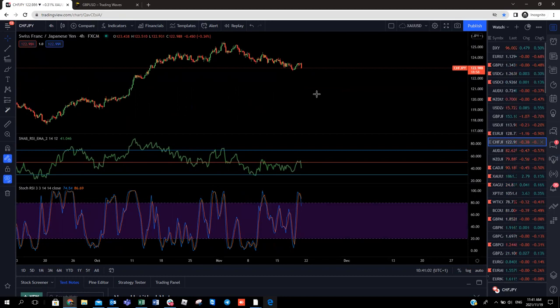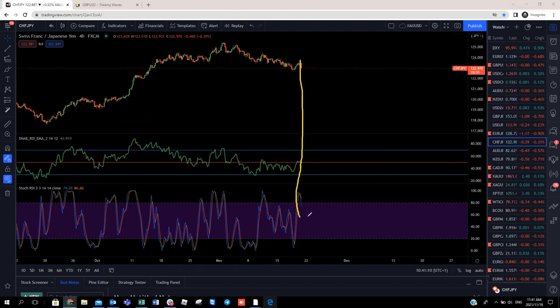Right, chief yen, same. As you can see, 4-hour setup, textbook 4-hour setup here on chief yen. All right, so chief yen also pushing lower. Then you've got euro pushing lower. So all the yen pairs are pushing lower. So you can look to take one of those.